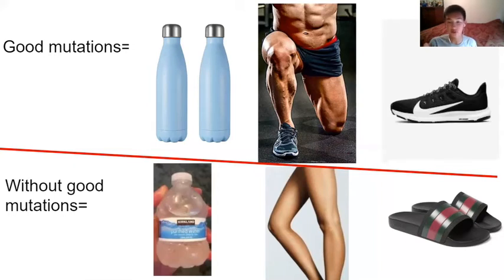However, if you don't have the good mutations, you're not that likely to win, but you could still win. It's not impossible, really, because you have shoes, you have legs and stuff as well, and then you have water, but it's just going to be harder than for those with the good mutations. This is why when you look at, let's say, a group of the same animals or birds or fish, those with the good mutations are going to be most of the group.